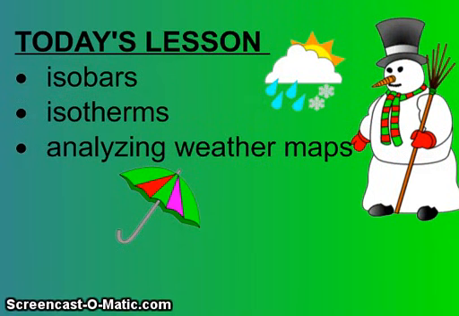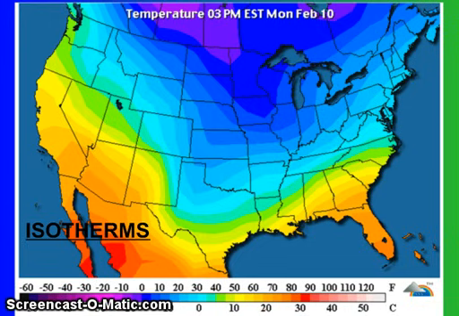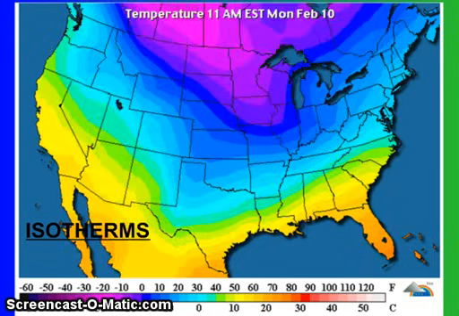Today's lesson is about isobars and isotherms and analyzing weather maps. An important skill of being a meteorologist is being able to make weather maps for the public to see, and then also being able to analyze the information that is already on a weather map that they might get from computer simulations.